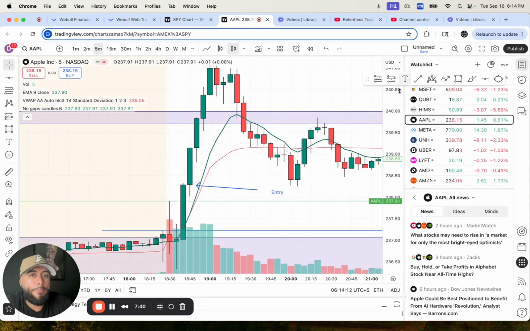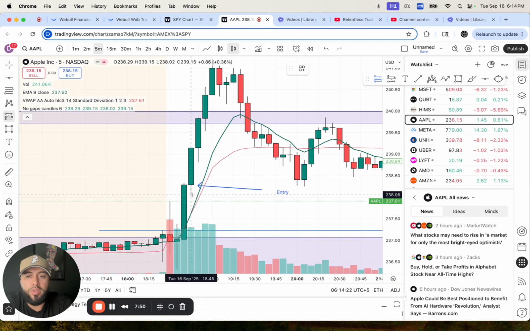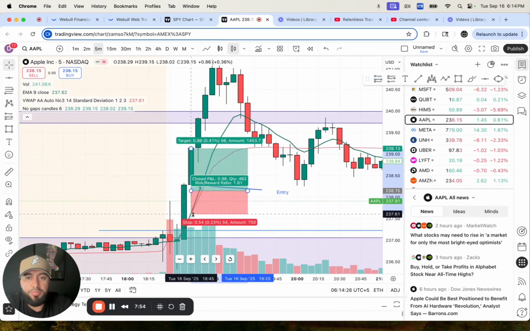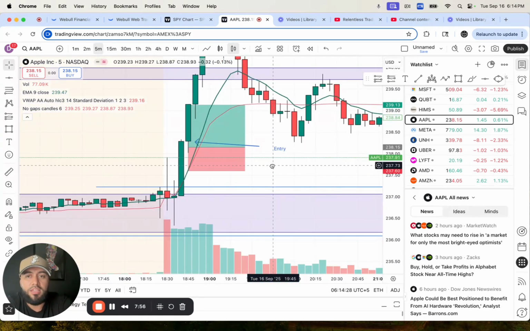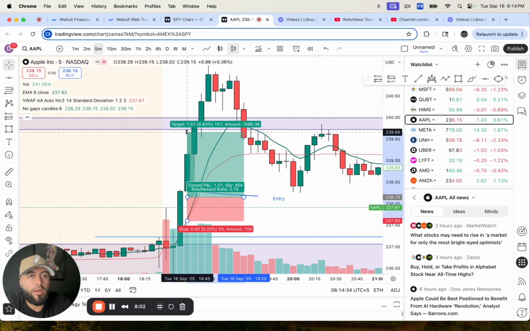This was a perfect entry, the perfect setup with the perfect amount of volume being traded on Apple stock. We entered our position here on the wick, and we put our stop loss below that EMA and the VWAP. Our targets were up to 240, and that's where we took our last contract.